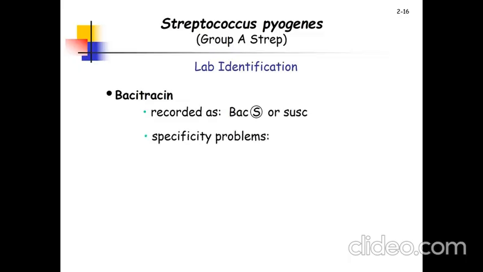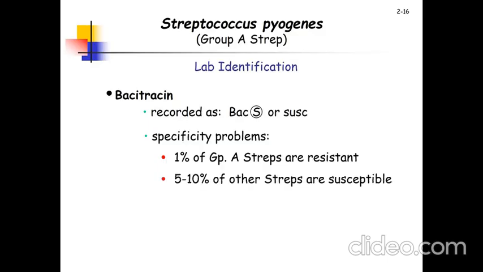Now, bacitracin does have some sensitivity and specificity problems. First off, 1% of the group A streps are resistant. So we expect them to always be susceptible, and that's how we really plan out the testing. But that's not always the case. 1% of these are resistant to the bacitracin. And the second point is 5 to 10% of the non-group A streps are susceptible. So this isn't completely definitive in one way or the other. Bacitracin by itself won't tell you if it is truly a group A strep.